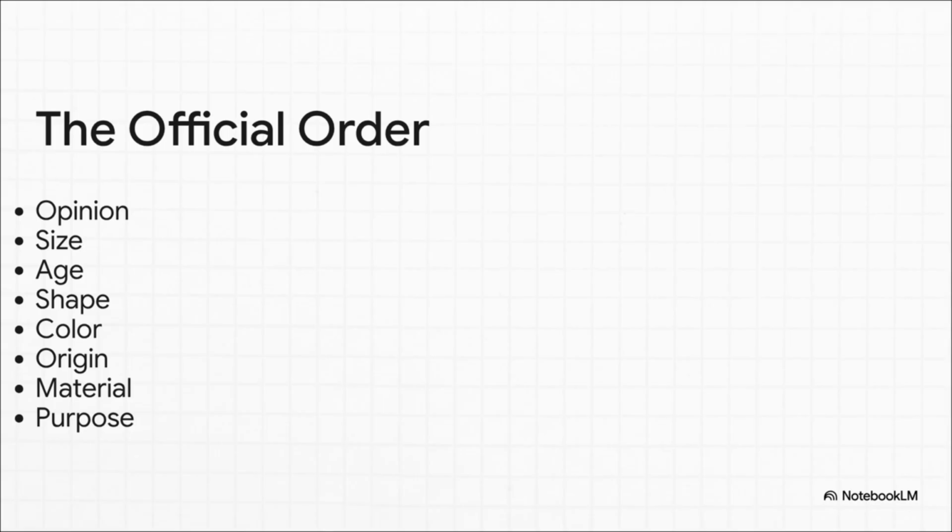Generally, you start with your opinion, like beautiful. Then you move to physical facts, like size, age, and shape. And you end with the really objective stuff, like where it's from and what it's made of. Now, let's be real, you're almost never going to use all 8 at once. Most of the time, you'll just use 2 or 3. But this is the hierarchy they follow in the background.